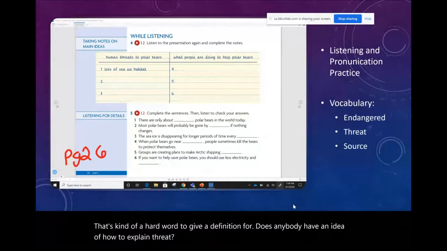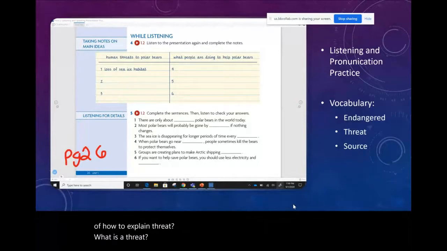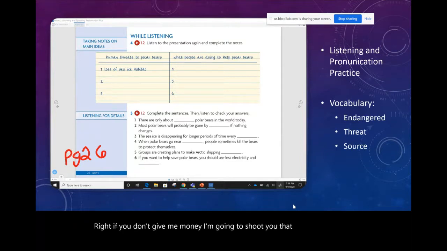What is a threat? Threat is similar to people who want money, and then they say that if you don't give me money, I'm going to kill you. Right. Yeah, if you don't give me money, I'm going to shoot you. That is a threat, threatening a person.